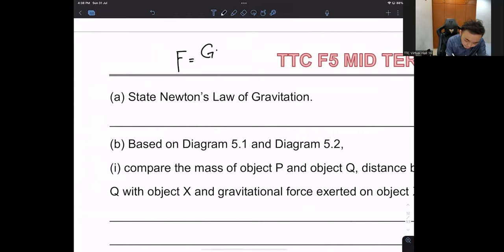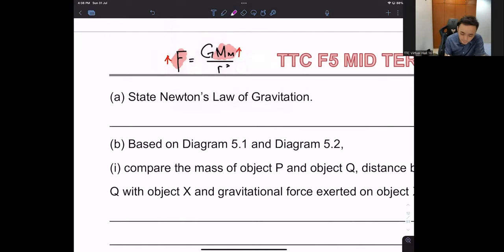G M M over r squared. Why do I need to remember the formula? Because the formula will tell you the relationship. First, what is the relationship between MM and the force? This is a fraction. As the upper part increases, what happens to the force? They increase together. What do you call this? Directly proportional.